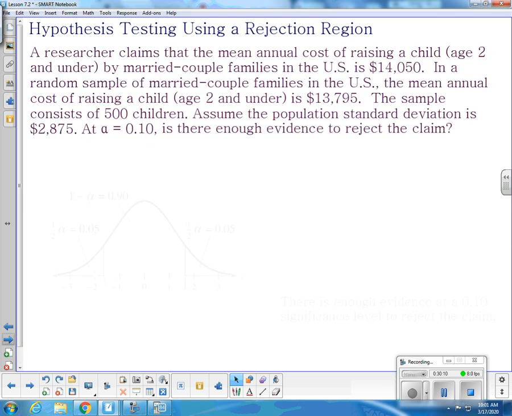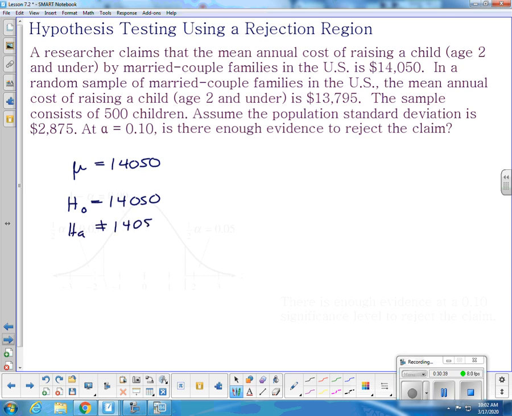A researcher claims that the mean annual cost of raising a child, this is our last example. I want you guys to try it real quick on your own for a minute. Pause if you have to. For a married couple is $14,050. So that is what we are claiming. So our null is going to be it equals $14,050. Our alternative is does not equal $14,050.